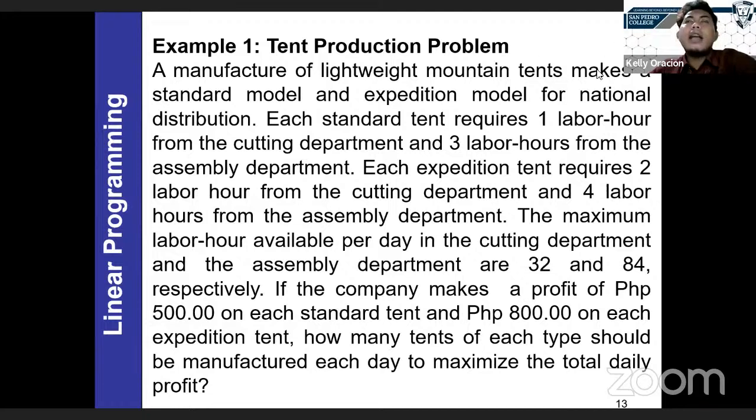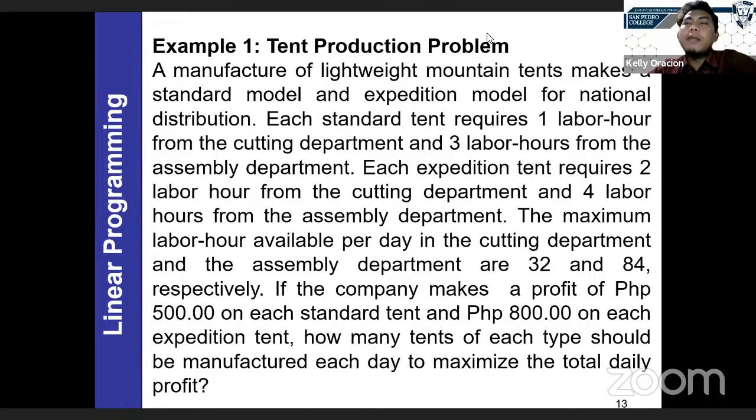To start with, let me read the problem to you. A manufacturer of lightweight mountain tents makes a standard model and an expedition model for national distribution. Each standard tent requires 1 labor hour from the cutting department and 3 labor hours from the assembly department. And the expedition model tent requires 2 labor hours for the cutting department and 4 labor hours for the assembly department.